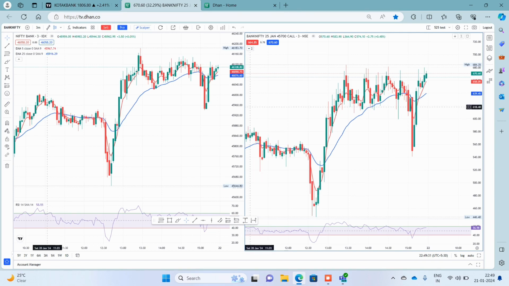Use this strategy, backtest this strategy for at least 1 month, 2 months, and you see the results. You can forward test this strategy with 1 lot, 2 lots consistently, and you see the results.